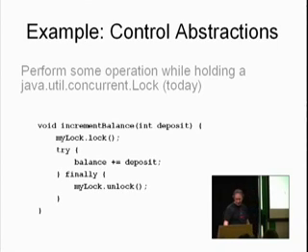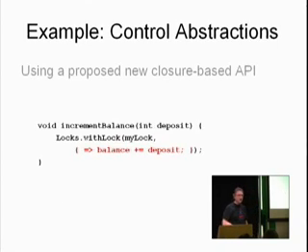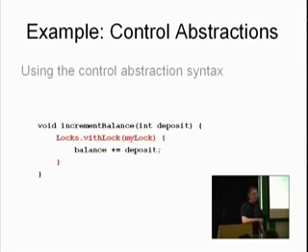And as I said before, this is the sort of thing that would be a little bit better if you use your withLock method and pass a closure as your last parameter. But even better yet would be to use the control invocation syntax.